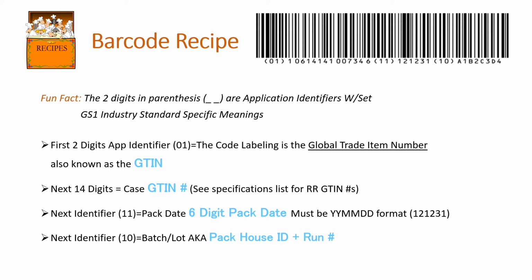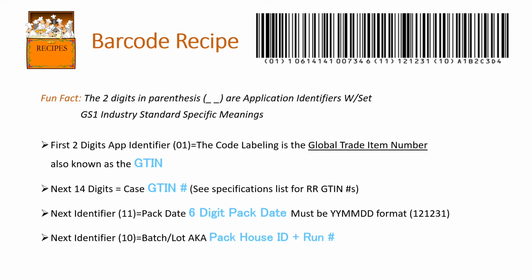So the first application identifier is always 01 for our process. That indicates that the code labeling is simply a standard Global Trade Item Number format, also known as GTIN. What are the next 14 digits? That is the case GTIN. And we have those defined.